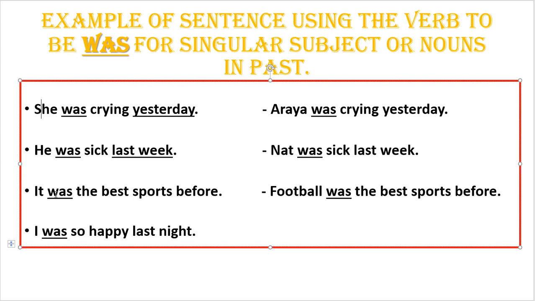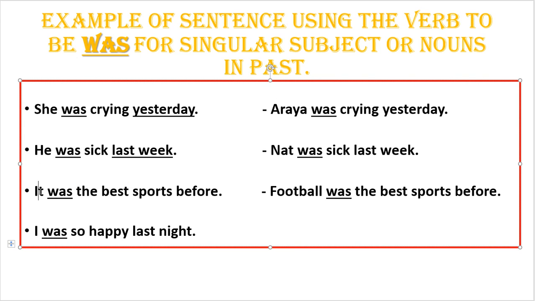And next we have "it." It was the best sports before. It was the best sports before. So it is described here as sports. Before, so the best sports before. Again, "it" is for the places, for the things, for the weather, for the animals, fruits. So that is described by "it."